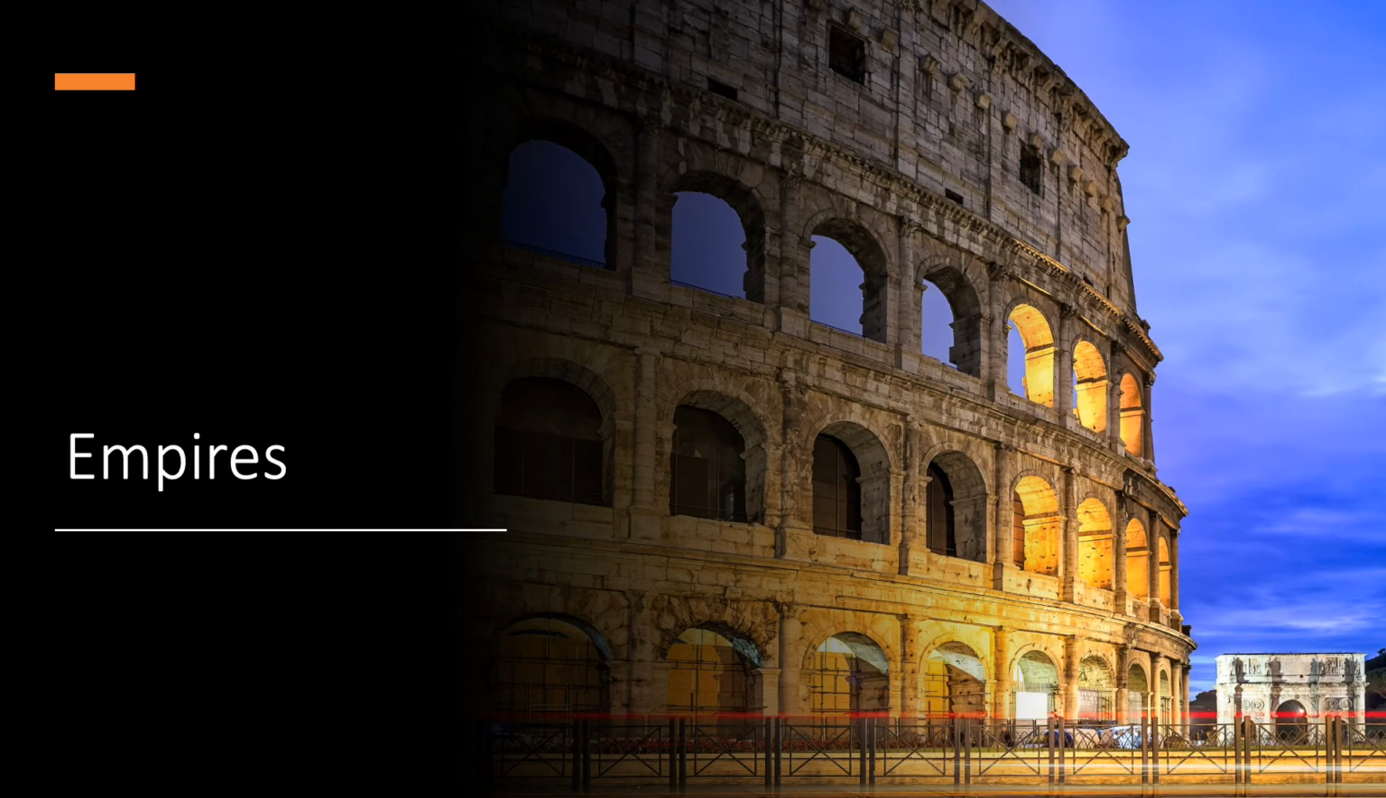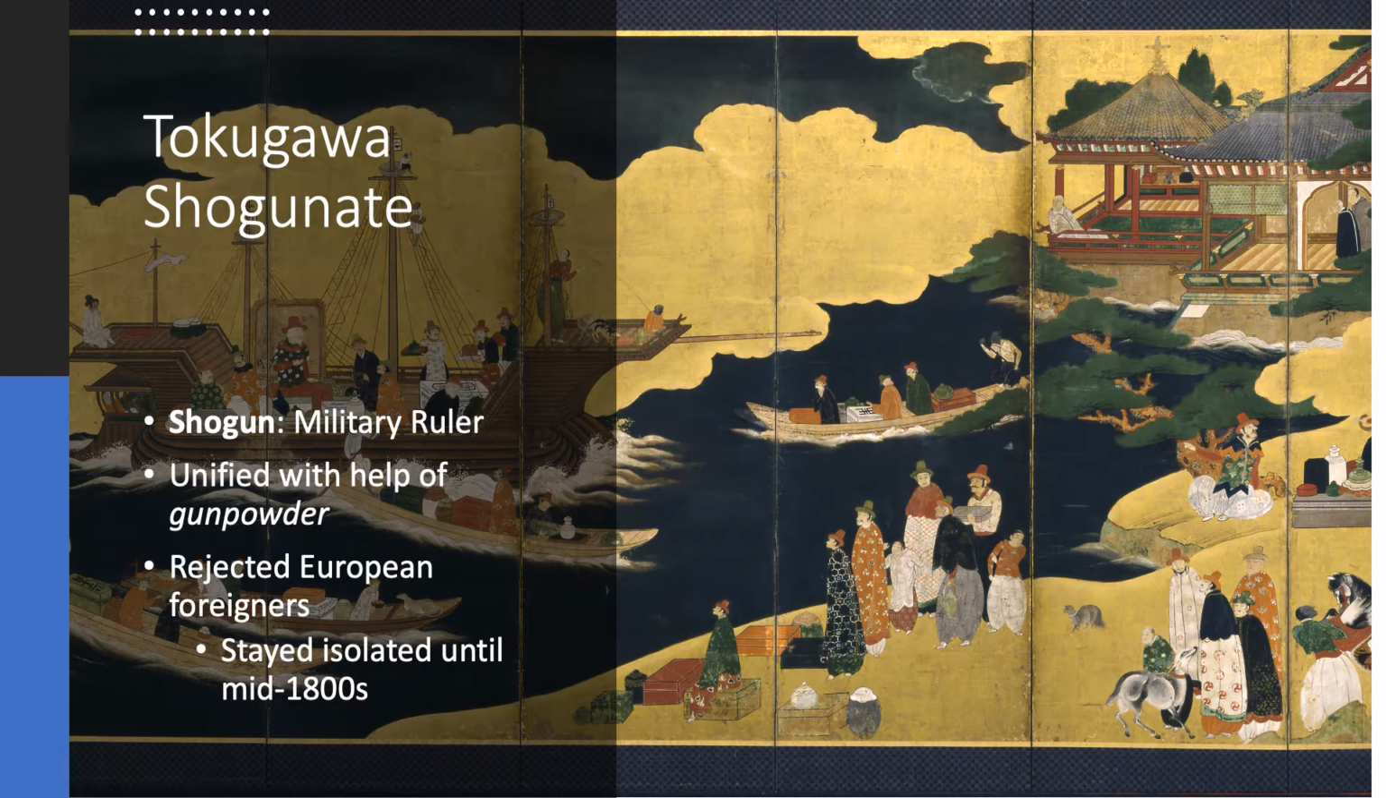So this first video is going to be on some of the main empires that we really want to make sure you know from 1450 to 1750. The first one I want you to know is the Tokugawa Shogunate in Japan. Remember, shogun is a word for military leader in Japan. For most of Japanese history, they lived in a feudal system, which basically means they had a lot of local lords ruling over Japan. They weren't really unified.